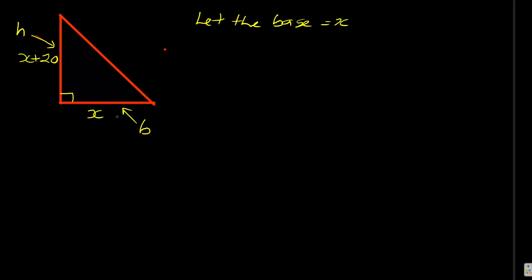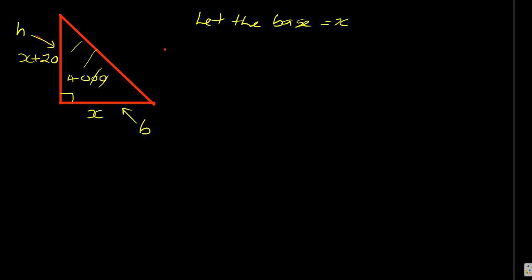Now the next question says, question 15: the perpendicular height of a triangle is 20 millimeters more than its length. Calculate the perpendicular height and the length of the base if the area of the triangle is 4,000 square meters. So remember, the area is everything that is inside. They are saying that the area is 4,000 square meters.